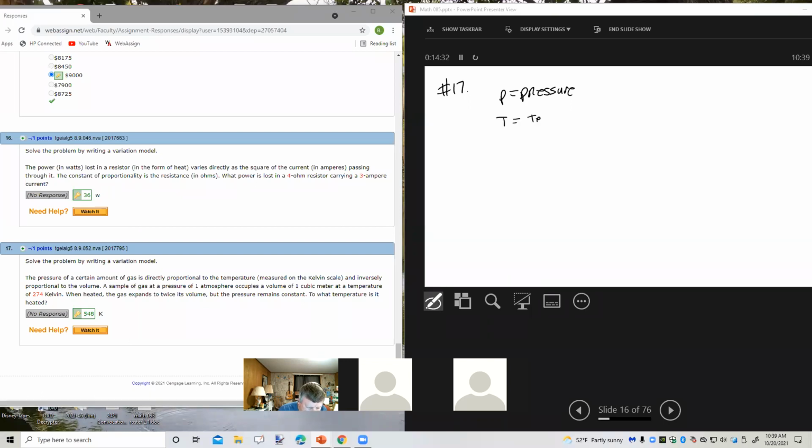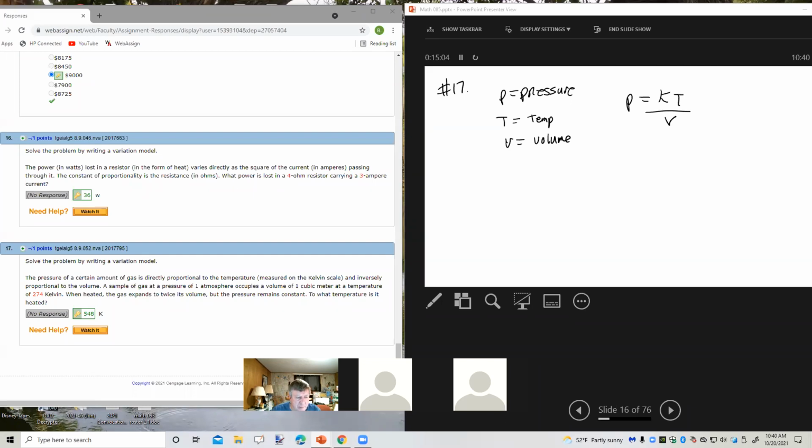T is temperature, and V is volume. The pressure of a certain amount of gas is directly proportional to the temperature and inversely proportional to the volume. Okay, so we've got that mixed combo there. We've got direct and inverse variation going on at the same time.